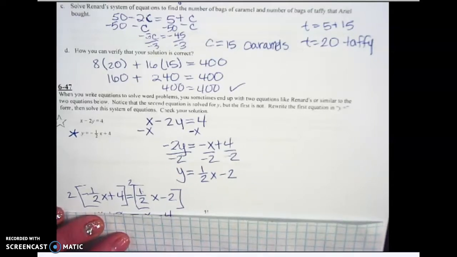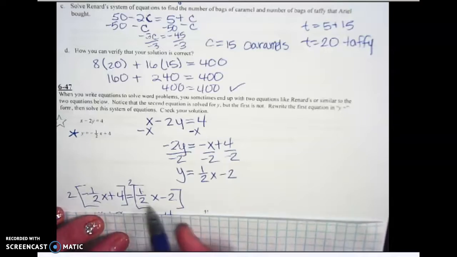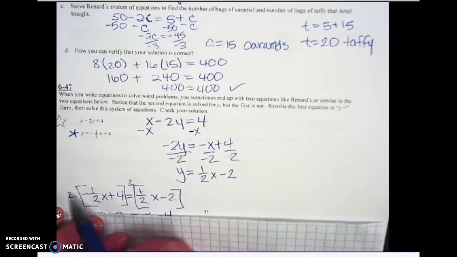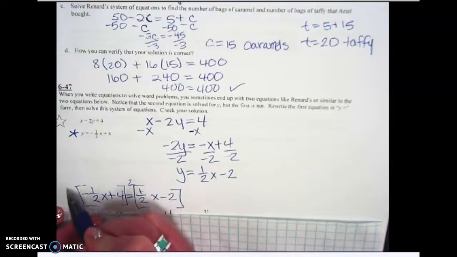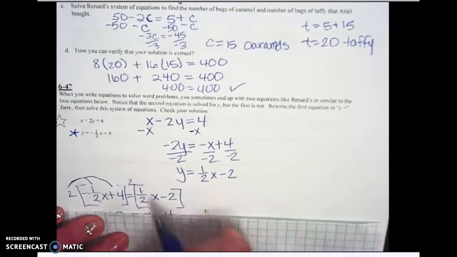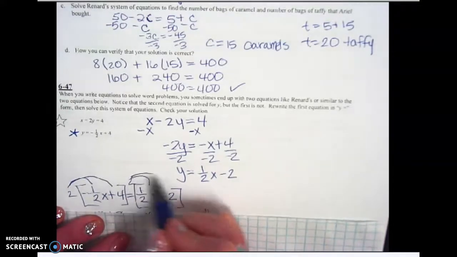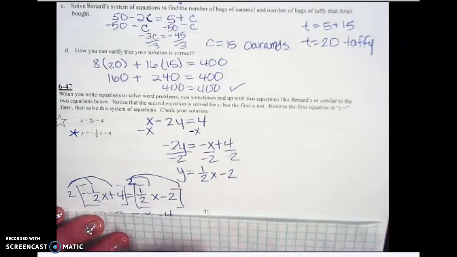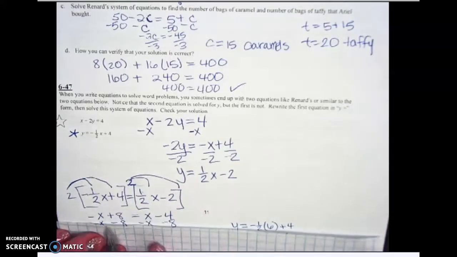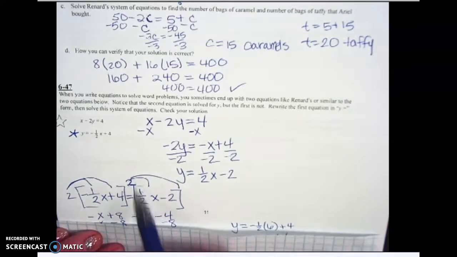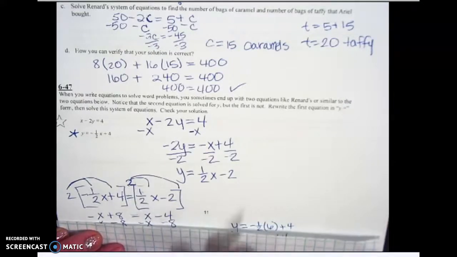How do we get rid of fractions? Fraction busting, right? So fraction busting, we're going to look at the denominator, and we've got 2's in the denominator. So I'm going to multiply everything by 2 and then distribute it out here and here, distribute it out here and here. So 2 times negative 1/2 x is just negative x. 2 times 4 is 8. 2 times 1/2 x is x, and 2 times negative 2 is negative 4.